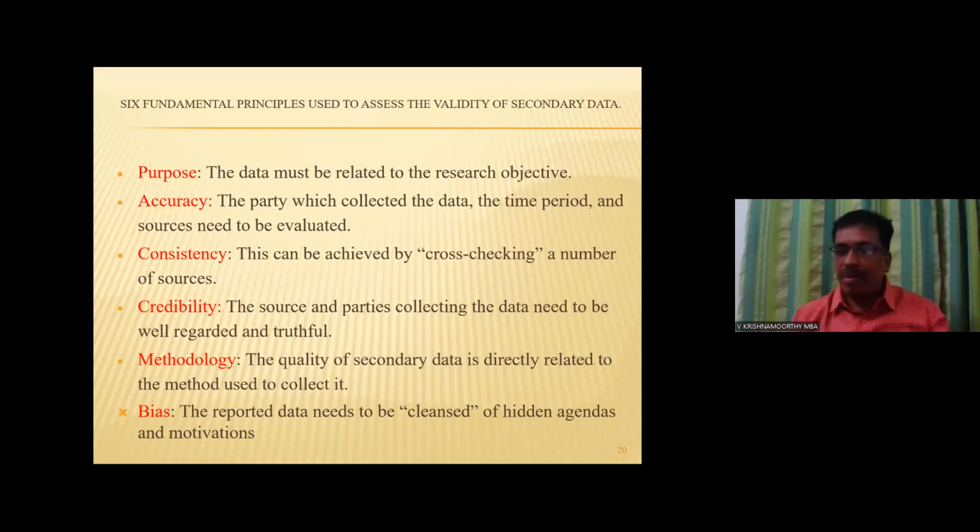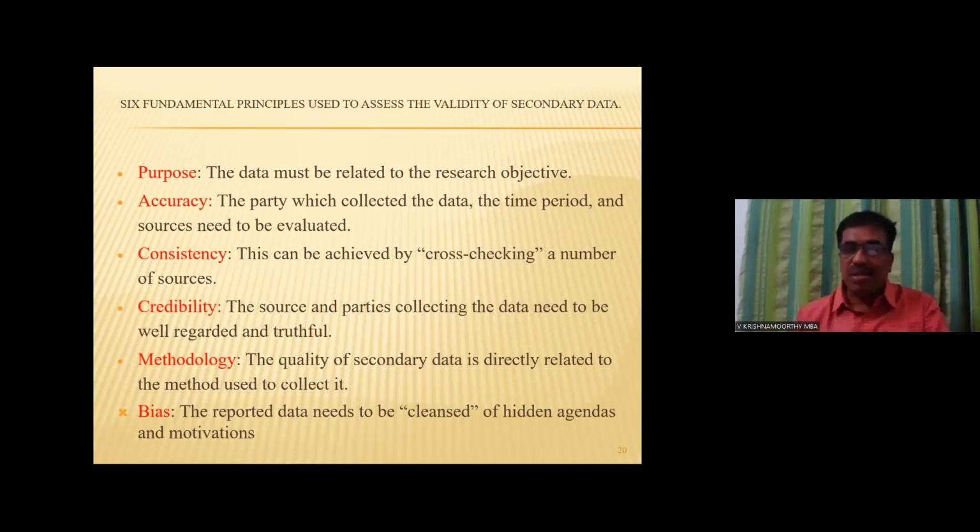Normally, you may be aware of this fact. Data can be classified into two types: one is primary data, another one is secondary data. When you collect data for the first time, it is said to be primary data. Secondary data means the data has been collected by somebody else, and now you use it for your own research purpose.